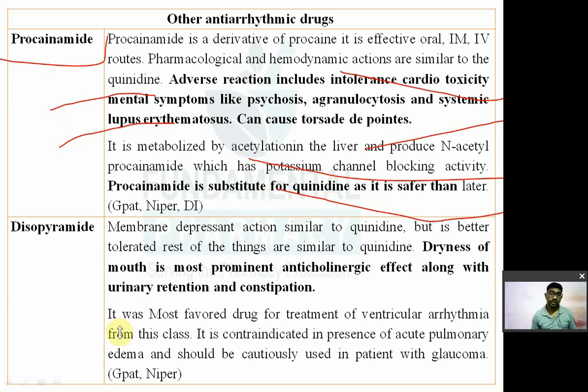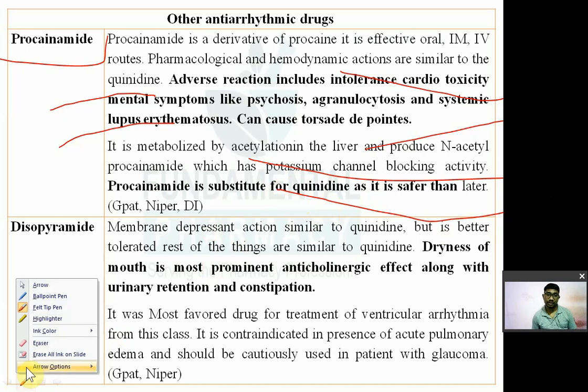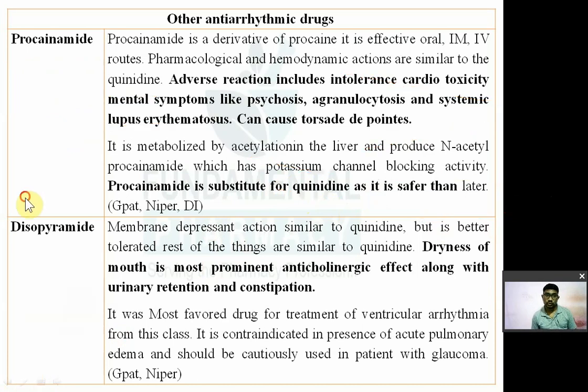So procainamide is used instead of quinidine, because quinidine has a lot of adverse effects and procainamide has fewer. It is a substitute for quinidine. The main adverse effects are lupus erythematosus and torsades de pointes, besides cardiac toxicity.